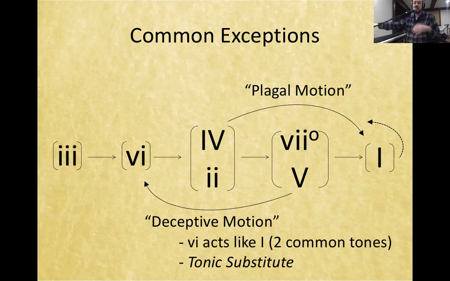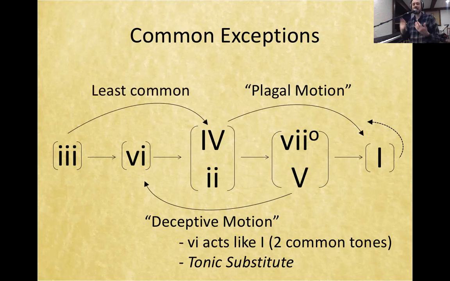Okay, so we have deceptive motion, we have Plagal motion. Both of these exceptions have fun and important names to them. We're going to look at one more exception, and I'm going to let the name of it give you a sense for how important it is compared to deceptive motion and Plagal motion. So here's our last exception. It goes from the 3 chord to the 4 chord. So way out here in outer space to the 4 chord. And the name of this progression is least common.